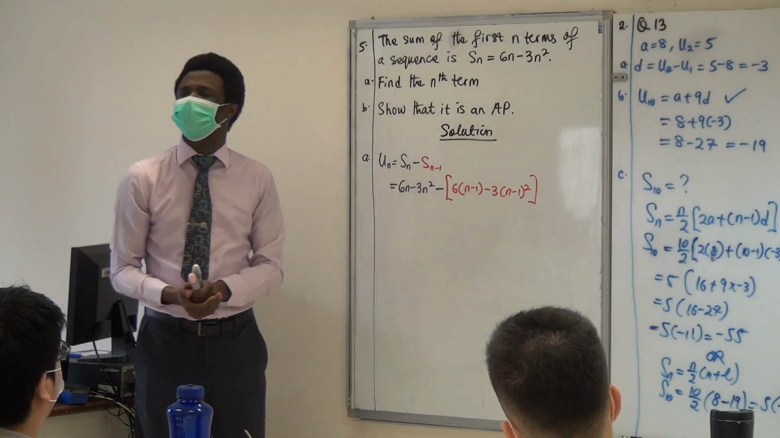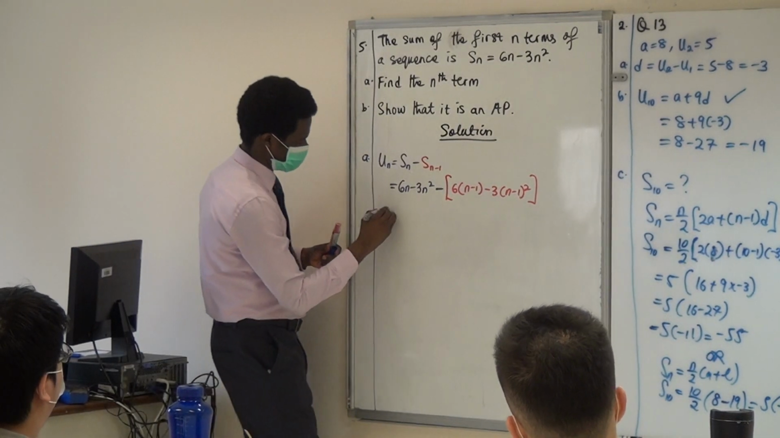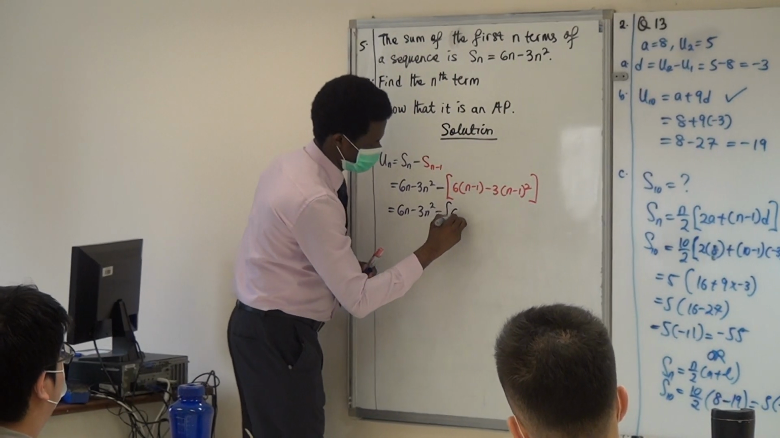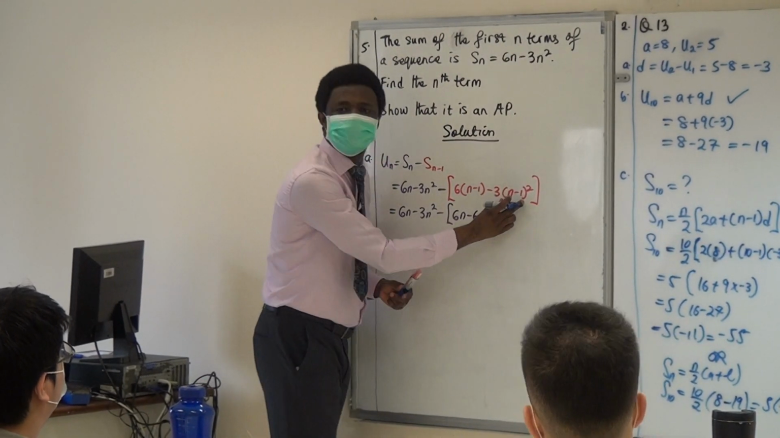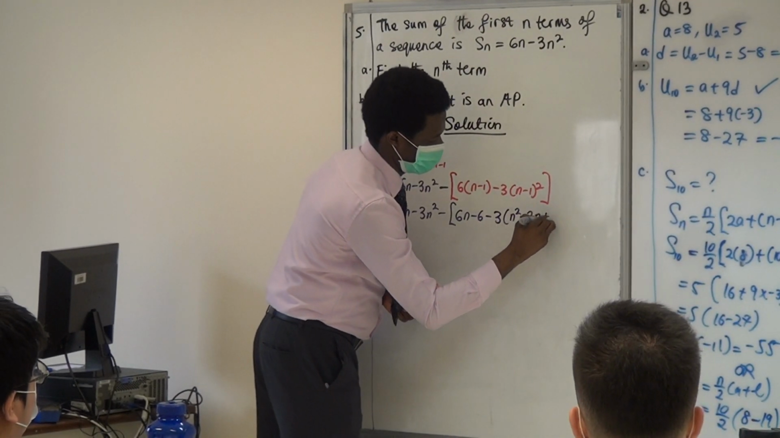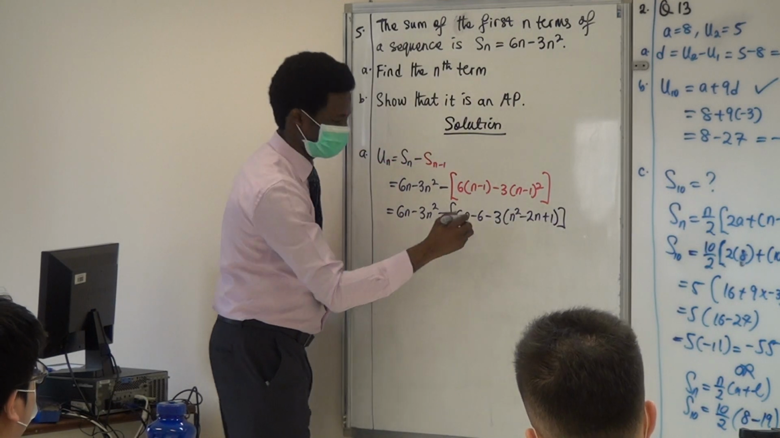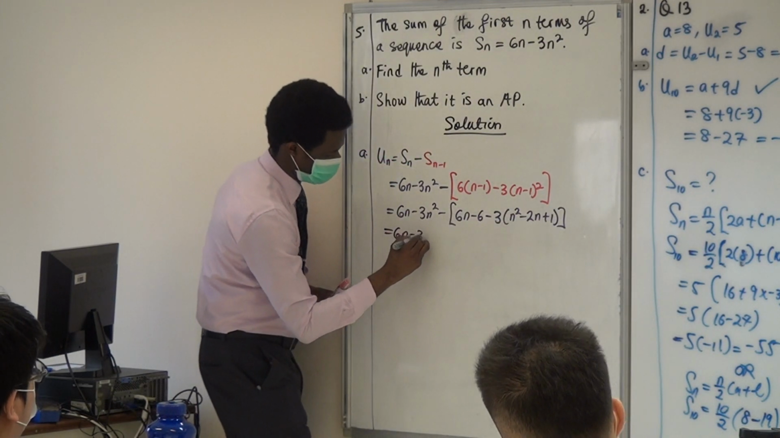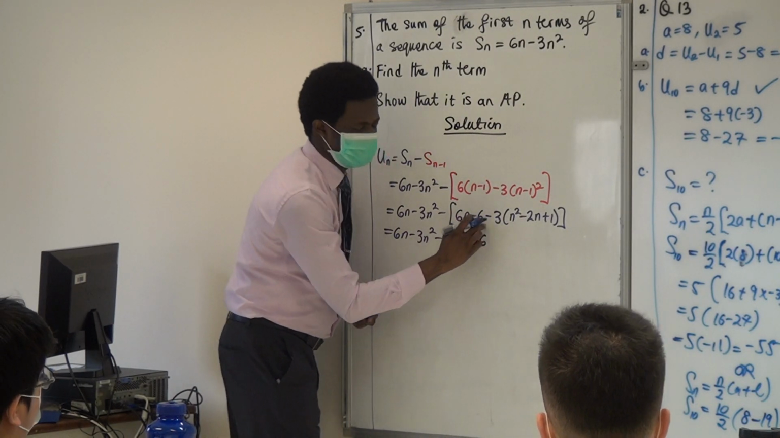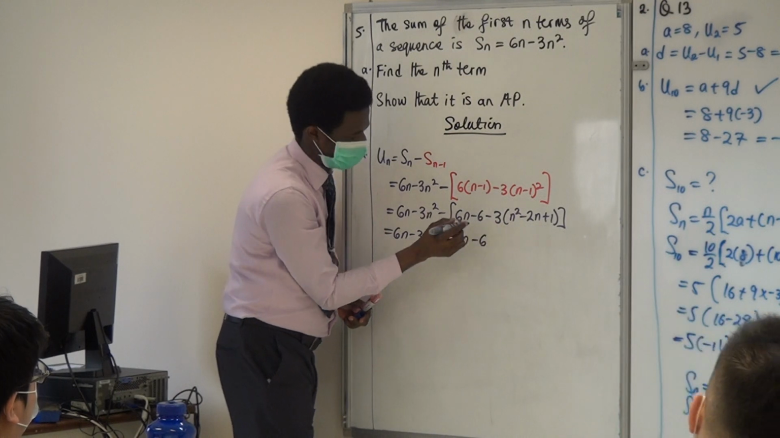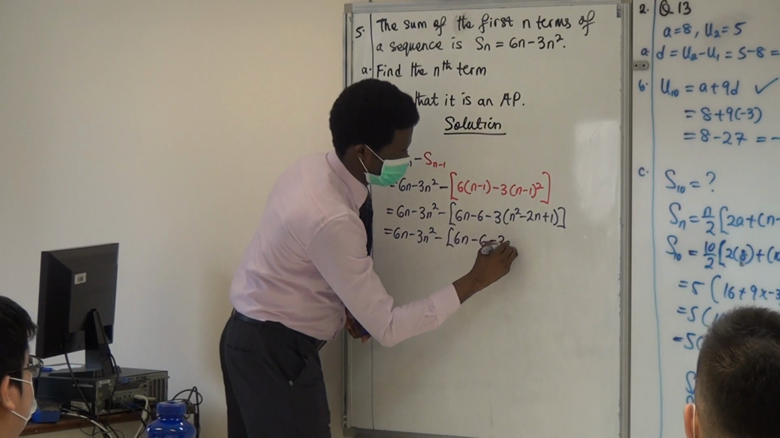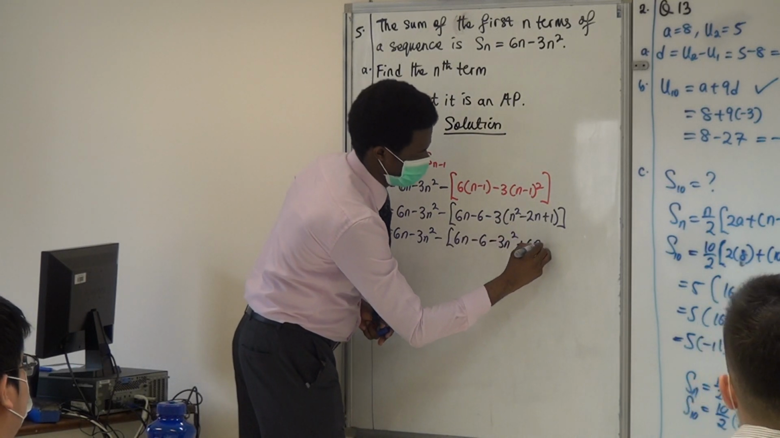So this is what you simplify. Quickly, because of our time: 6n minus 3n squared, this will be 6n minus 6. You have to do the square first, right? 3 times n squared minus 2n plus 1. Let me continue. 6n minus 3n squared, 6n minus 6. Can this be minus 9? No. This is on its own, this is a product. So that will be minus 3n squared plus 6n minus 3.